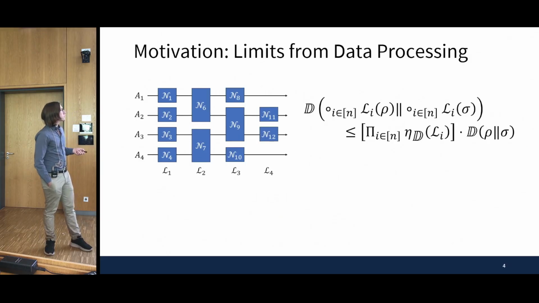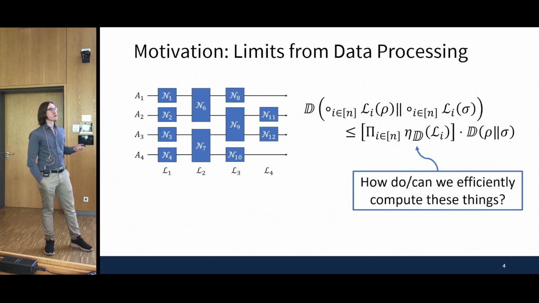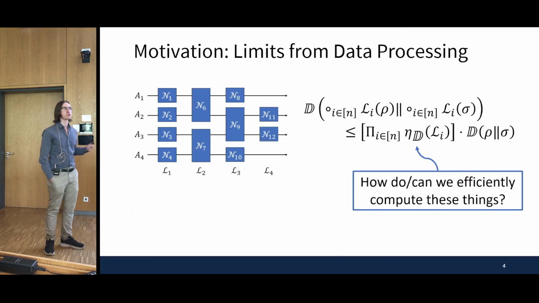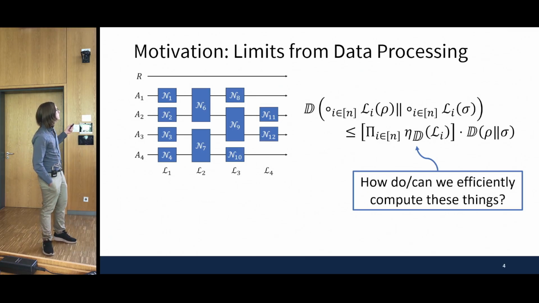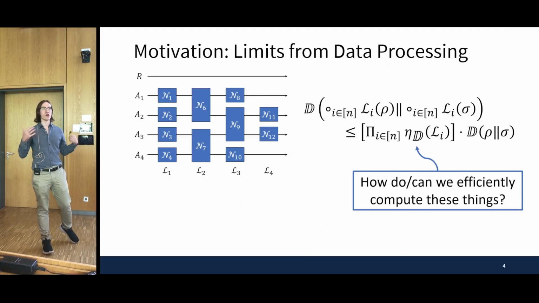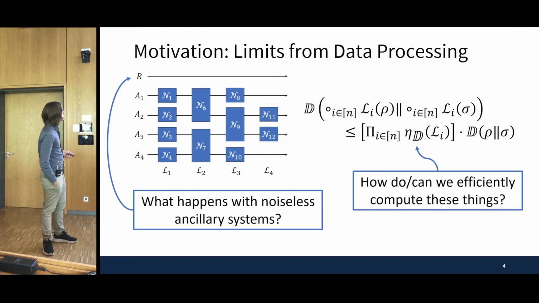This is really nice, but then we have this clear problem, which is how do we compute these contraction coefficients? If we actually want to use these, then we have this question. And then a secondary question that I think is very interesting is, if I give you an ancillary register, which is noiseless, can I do more? Are there barriers that show up there? So we ask what happens with noiseless ancillary systems.